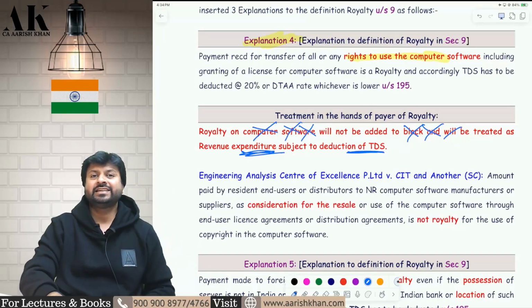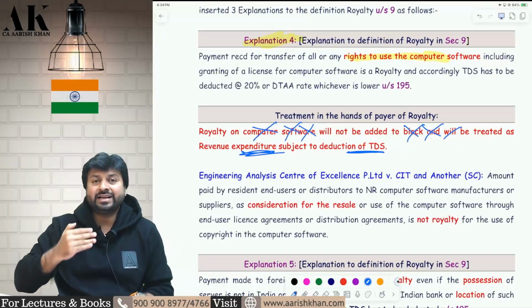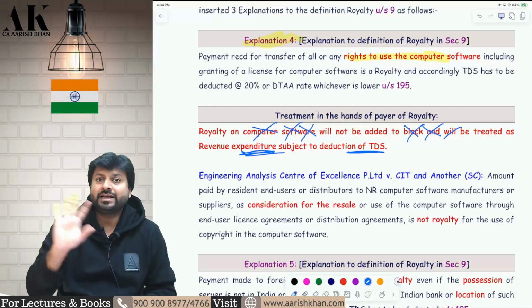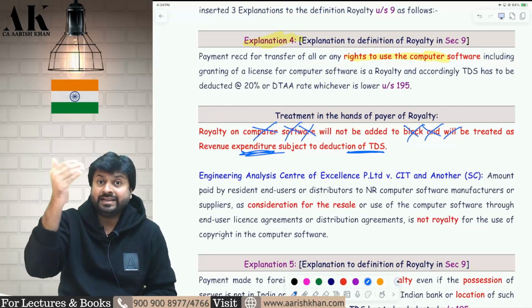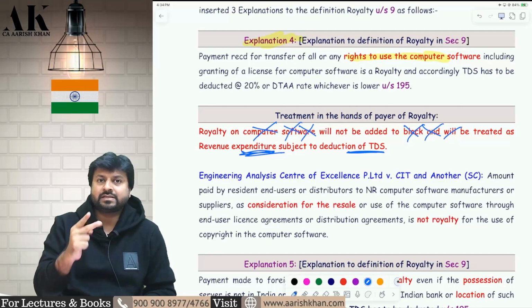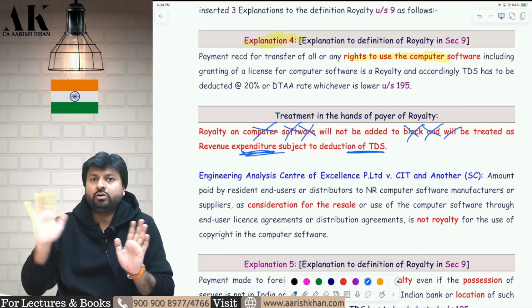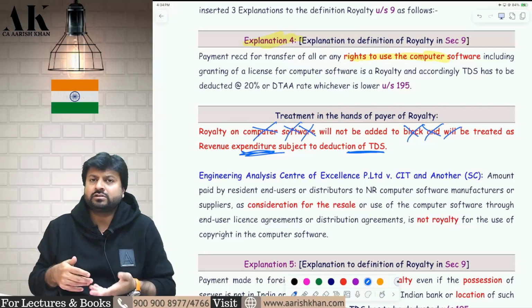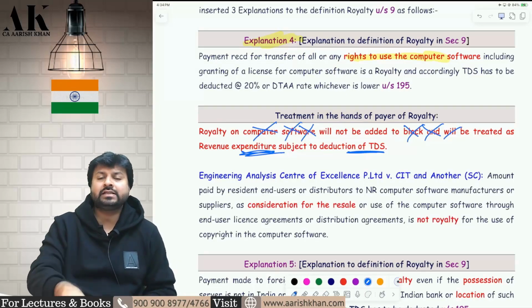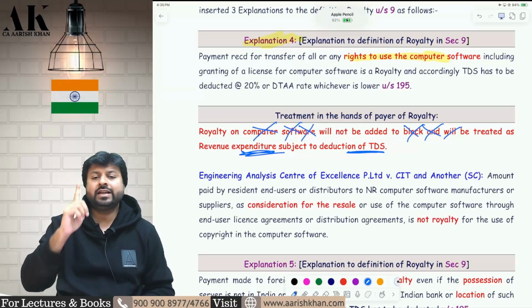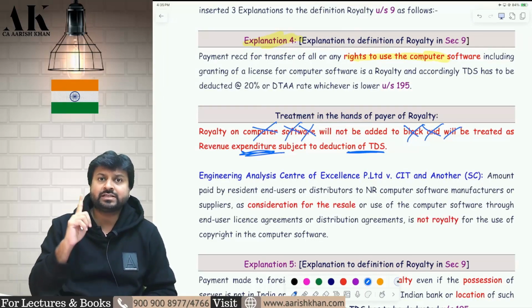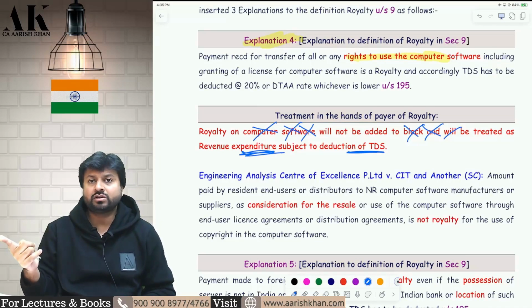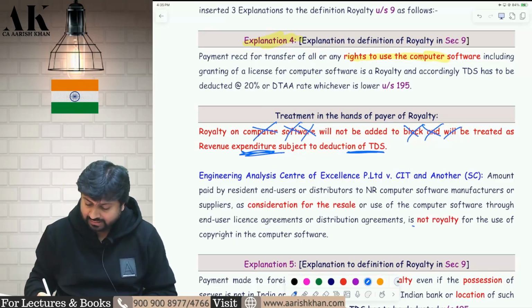But as against this, there is another thing. Suppose I buy a computer software from you. I don't buy the rights of computer software, but I buy the software from you for 2 purposes: either to resell it without doing any modification, or for my end use. In my business, I want to use that software for some purpose. In these two cases, the Supreme Court of India, in the case of Engineering Analysis Center of Excellence Private Limited versus CIT and another, has held that that is not royalty. That is a purchase of software, and that should be added to the cost of asset, and you can claim depreciation on that. This is not royalty.